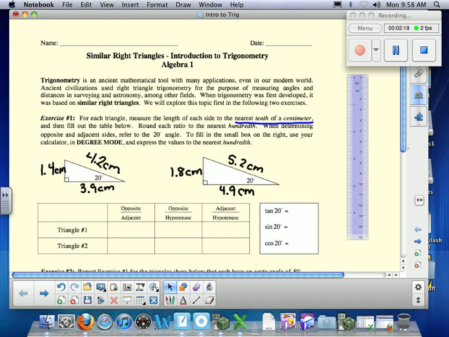So now we're going to make some ratios. We're going to compare some sides. Now they're talking about opposite and adjacent and hypotenuse. Do you know where any of those are? I know where the hypotenuse is. The one with the angle. Okay, let's start with that.